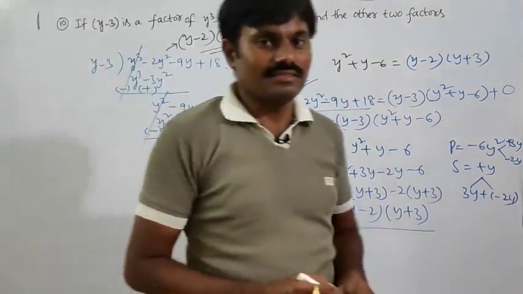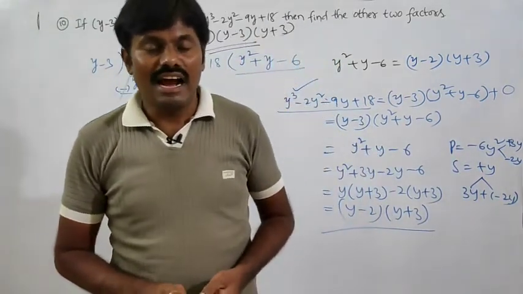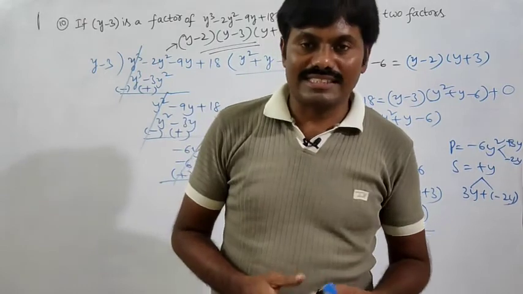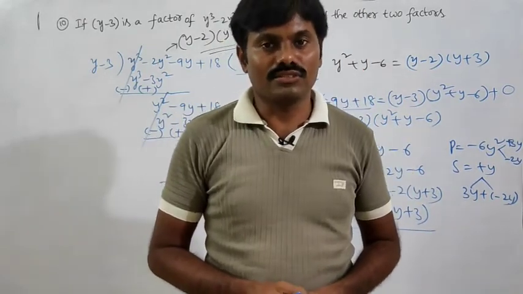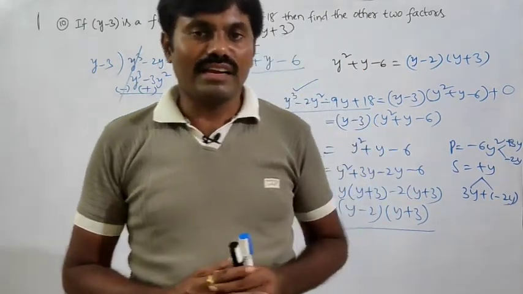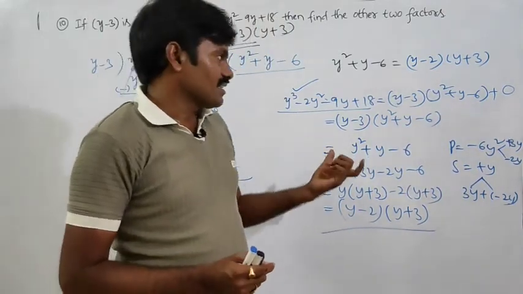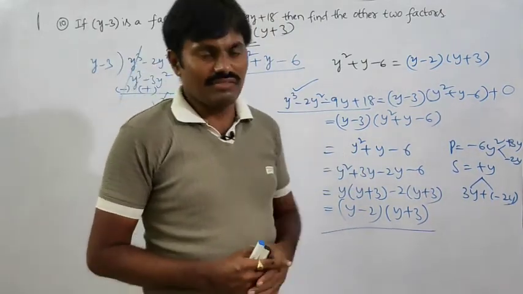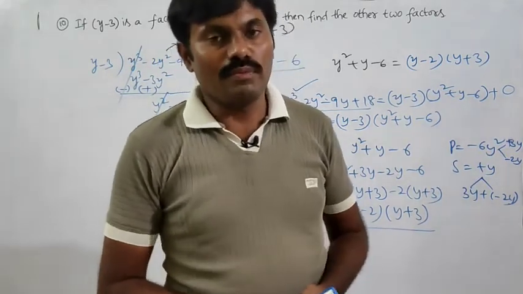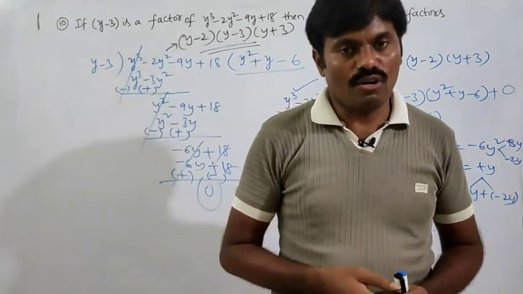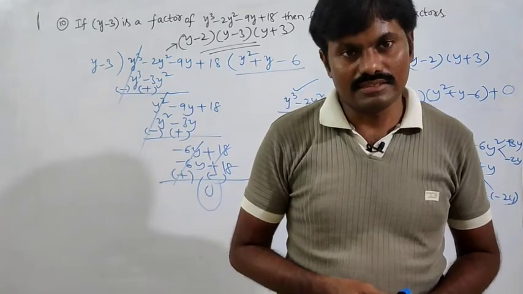Is it clear? Like this you have to factorize. In the next video, in the next class, I am going to give one technique for this problem: how to find the quotient and remainder, or else how to find the factors of a cubic polynomial or a biquadratic polynomial. Thank you.